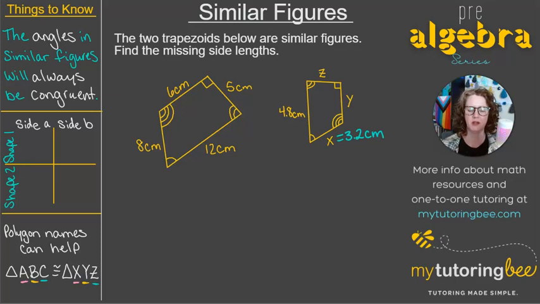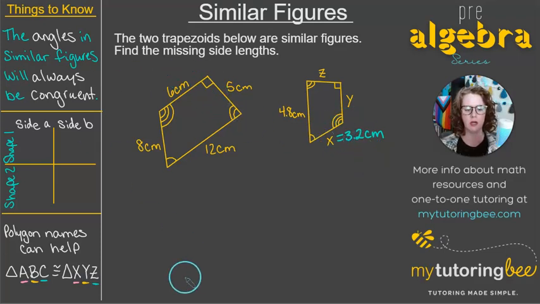Okay, let's try to solve some of the other missing side lengths from this second trapezoid. We've already identified that this x side length is 3.2 centimeters. So now let's start working on y. We're going to try to find the y side length next.